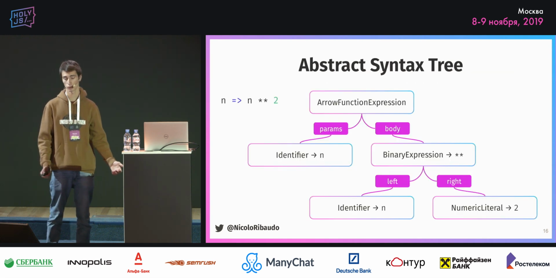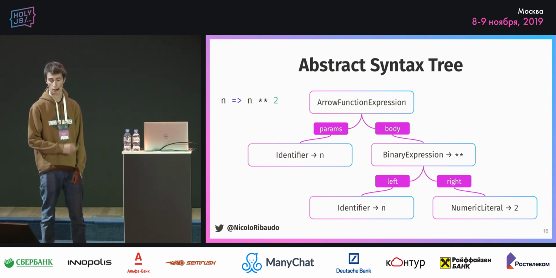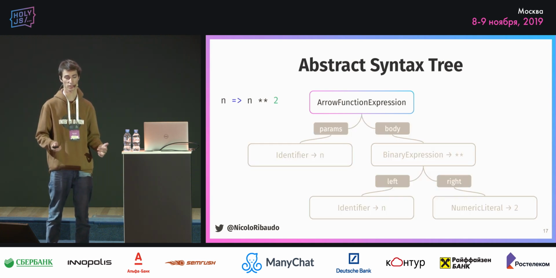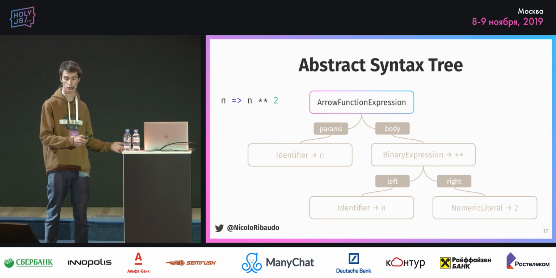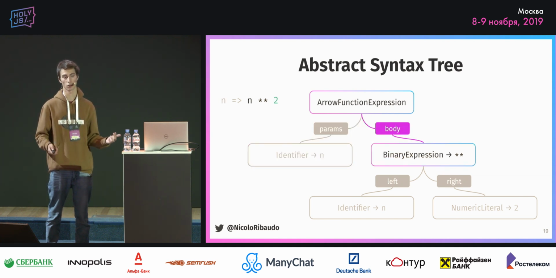This is why Babel uses abstract syntax trees, and they are used by almost any compiler out there. Here you can see that we have an arrow function expression node, which represents the whole arrow function, and it has a few children: the parameters, in this case an identifier n, and the body, which here is a binary expression, and it has an operator, a left operand, and a right operand.